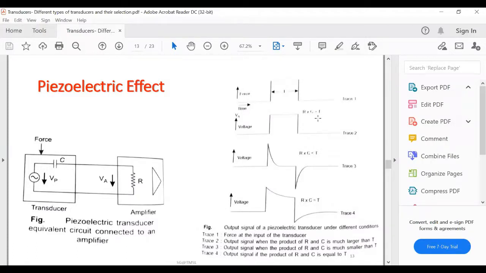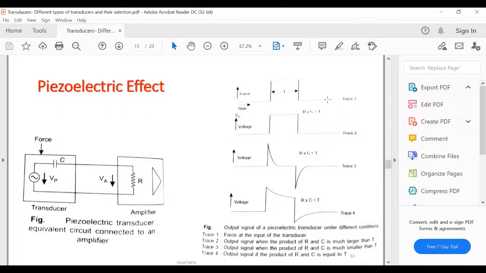Now, to meet this condition for a large value of t, the input impedance of the amplifier should be very large. Okay, R into C is greater than t. As an alternative, a capacitor may be connected in parallel with the amplifier input, and this increases the capacity of the amplifier, but it also decreases the sensitivity of the transducer. Okay, and in the case of a piezoelectric transducer, where the output voltage is quite high, this approach may be permissible.